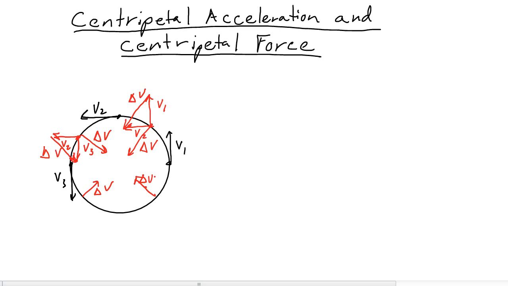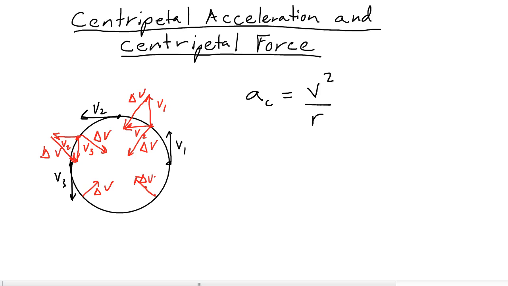We can mathematically describe the amount of centripetal acceleration we're experiencing with the equation: centripetal acceleration is equal to v squared over r, where v is the speed that I'm traveling around the circle, not velocity because I'm constantly changing my velocity, and r is the radius of my circle.